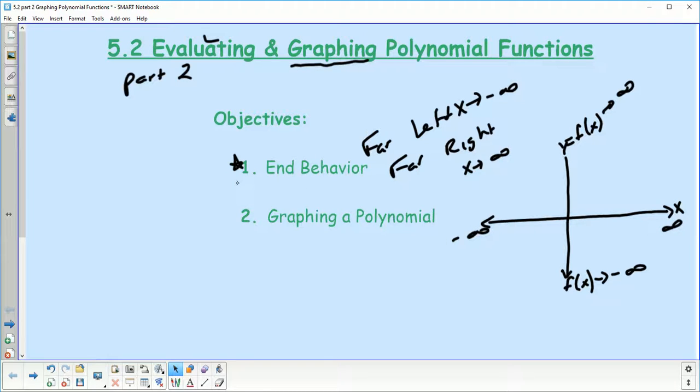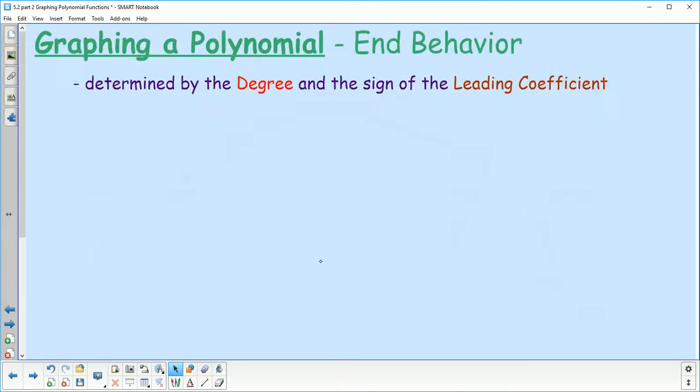Okay, and this is only for polynomials. Other functions like rational functions may be a little bit different. And again, we'll touch on those later. And then after we talk about end behavior, we're going to talk about graphing the rest of the polynomial. So then we're going to care about what happens in here towards the middle of the graph. So end behavior is going to be out here and out to the left, and then graphing the rest of the polynomial in the middle.